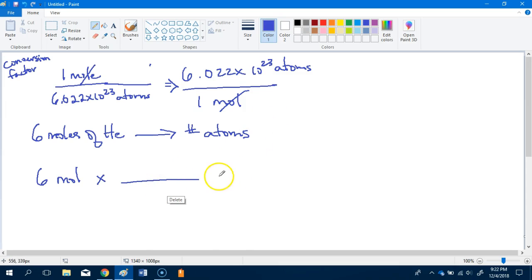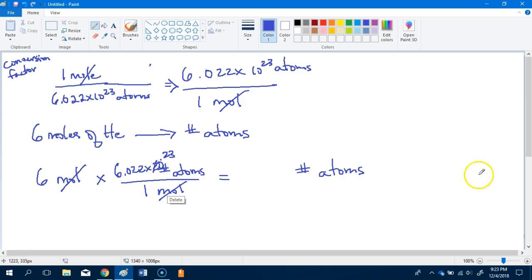Because we're trying to find the number of atoms, we want to be left with that. And if we want to be left with that, that needs to be at the top, which leaves moles at the bottom, so that these two units can be crossed off, leaving our atoms at the top, 6.022 times 10 to the 23. So that's how you decide what to put on top and what to put on bottom.